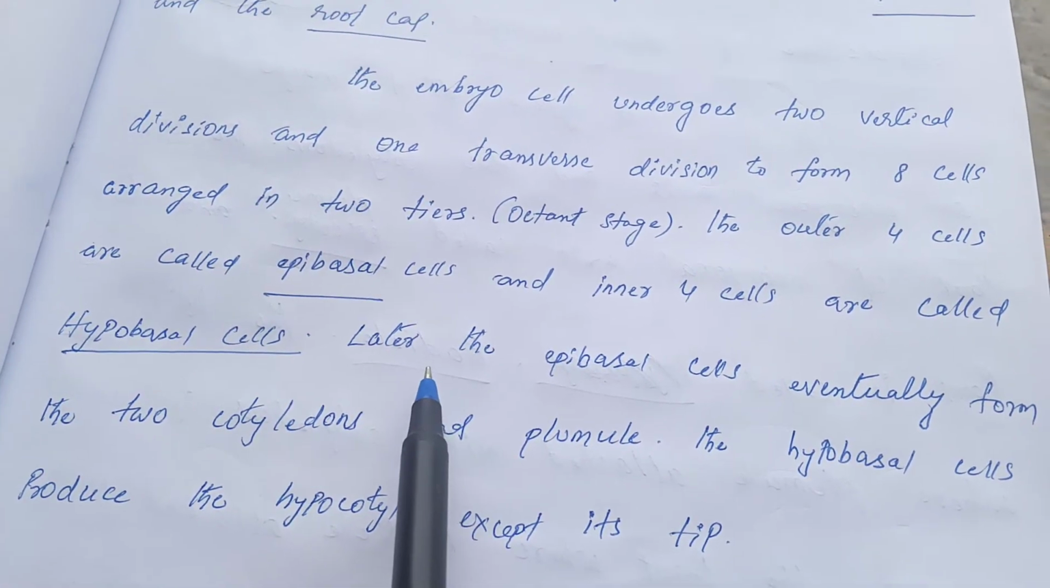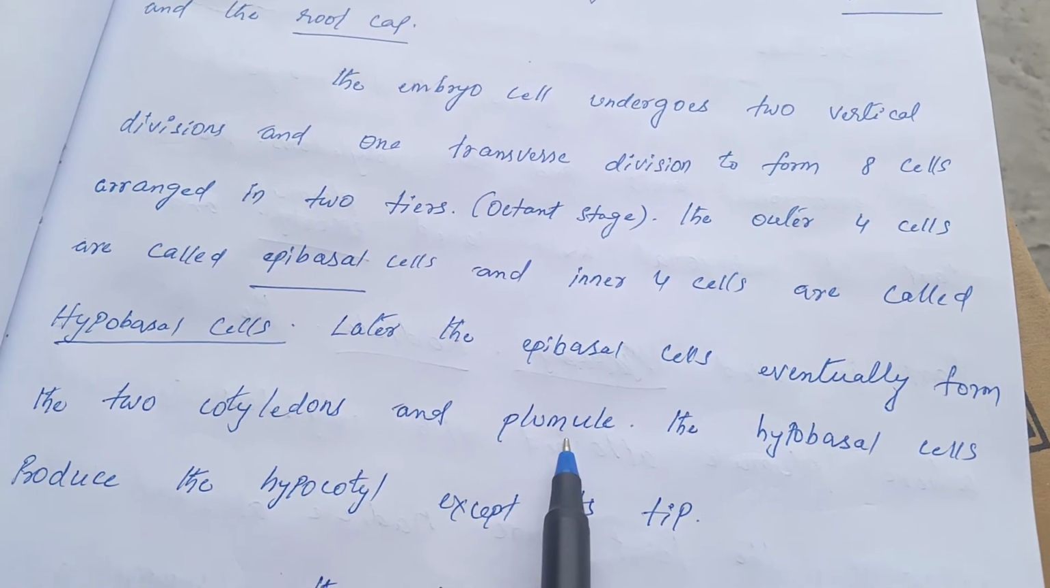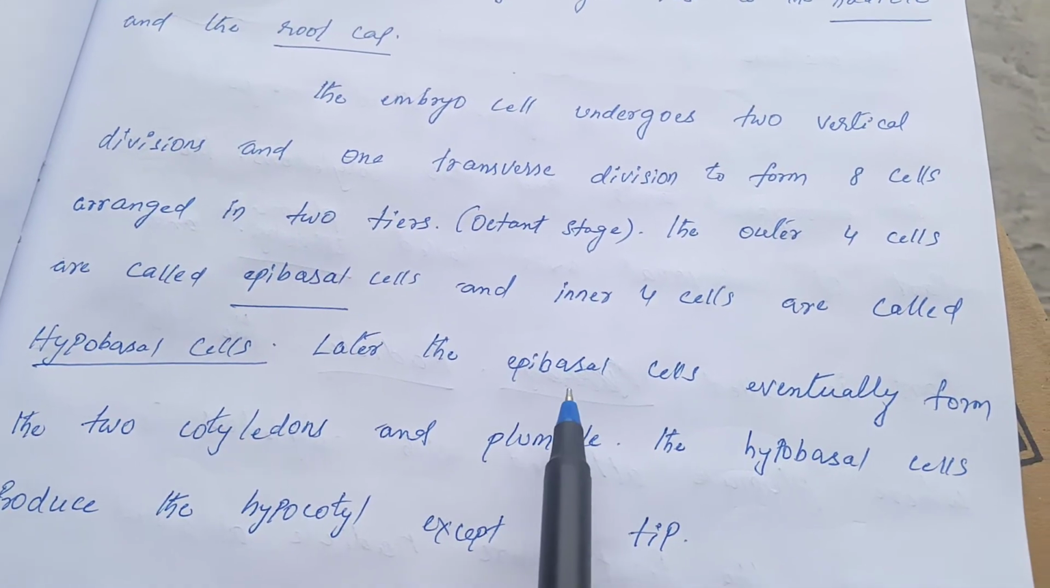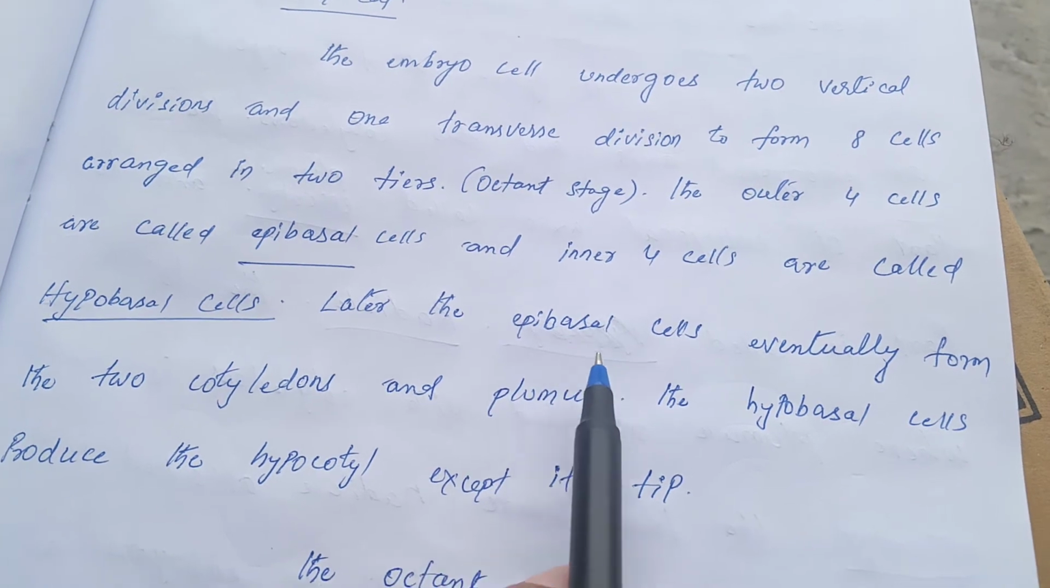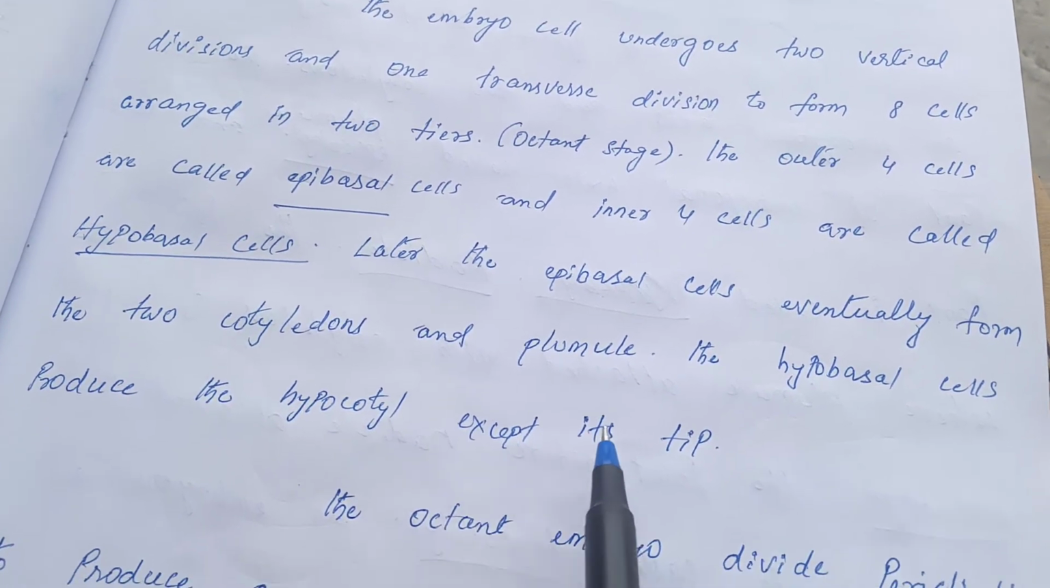Later, the epibasal cells eventually form the two cotyledons and plumule. So cotyledons and plumule are produced by the outer epibasal cells. Then hypobasal cells produce hypocotyl except its tip.